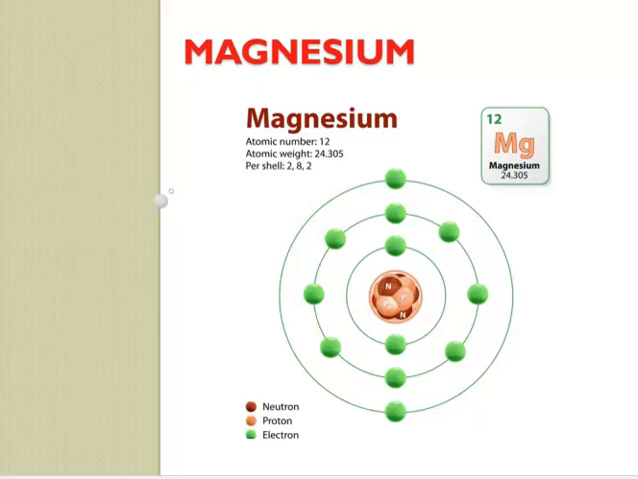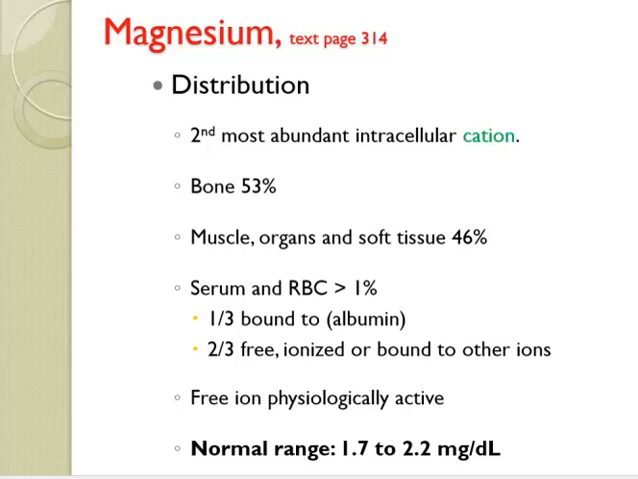The next electrolyte we're going to talk about is magnesium. Magnesium is the second most abundant intracellular cation. So it's a positive charge, intracellular, meaning it's inside the cells. About 53% of magnesium found in the body is found in the bones. About 46% of magnesium can be found in things like the muscle, organs, and soft tissue.